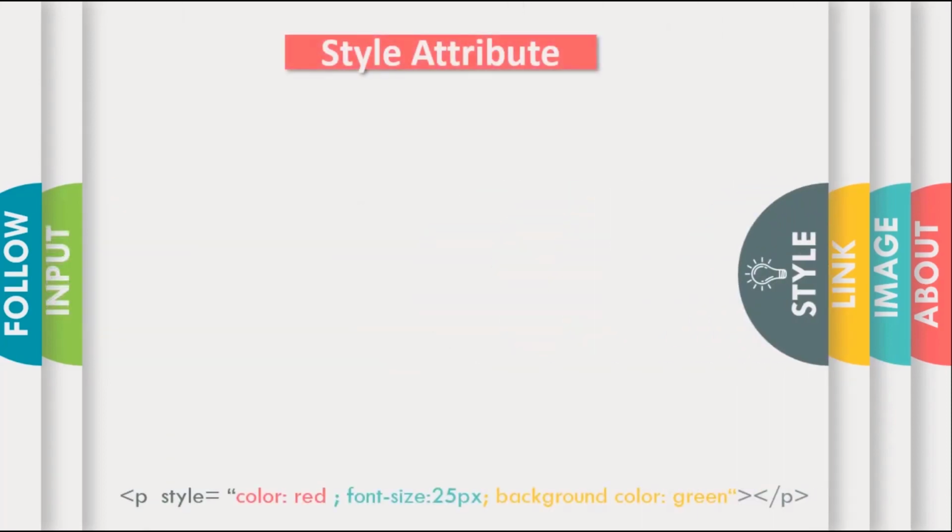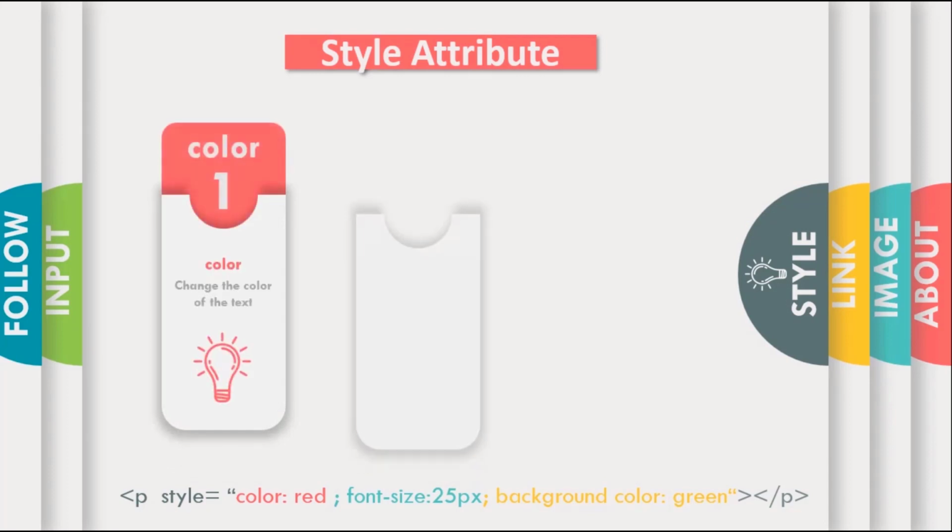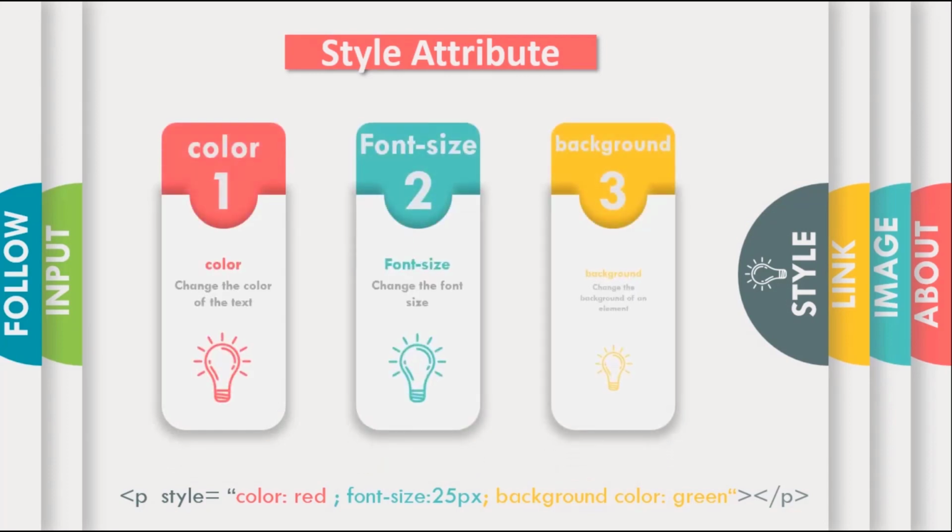Then we have the style attribute. The style attribute specifies the styling of an element, like color, font size, and background. We can change the color of any element, or change the font size if it's a paragraph, and change the background of any HTML element. And here is an example: a paragraph element which has the color red, so the text will be red, and the background for this paragraph will be green, and the font size will be 25 pixels. And there are many styles. We will see some of them during this tutorial, and when you start learning CSS, you will know more.